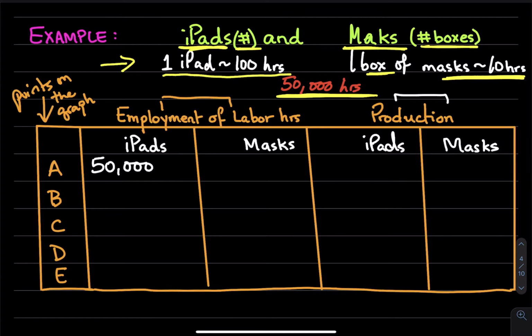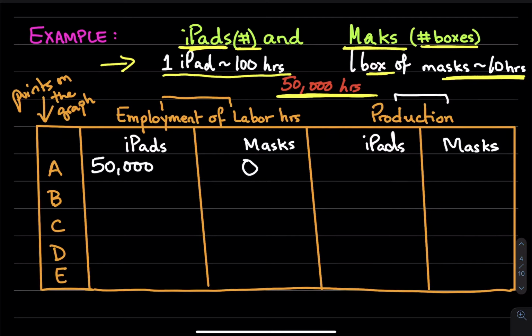Okay, so remember, if you're putting all of these hours towards iPad production, we have nothing left for mask production. Remember these two columns: in a particular row, these two columns should add up to 50,000 always. So this plus this will always be 50,000.